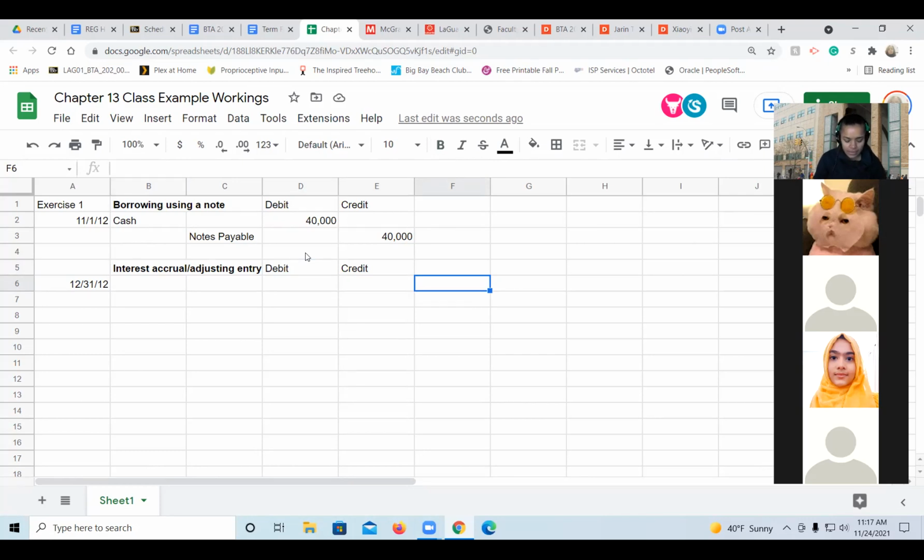But this is an adjusting entry, right? November 1 to December 31, how many months have passed? It's not the 3 months of the term of the note. It's all of November and all of December, so only 2 months have passed. Because this is an adjustment, we are not doing the full interest amount. So 40,000 times 9% times 2 over 12 is what we will be doing, and that comes up to $600, I believe.